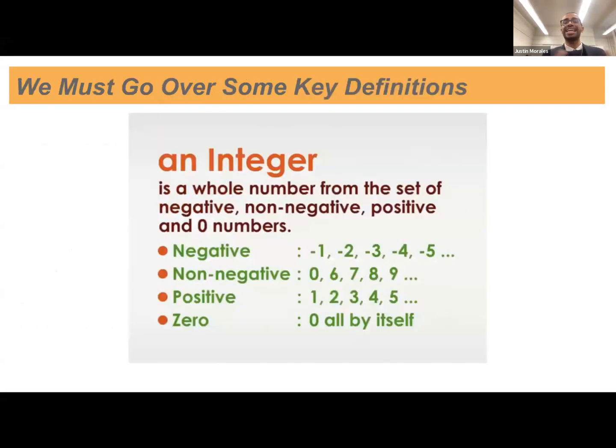First, an integer. We just need to be on the same page about what an integer is. An integer is a whole number from the set of negative, positive, and 0 numbers. So if it is a whole number, positive or negative, it can be considered an integer. And you see a bunch of examples here.